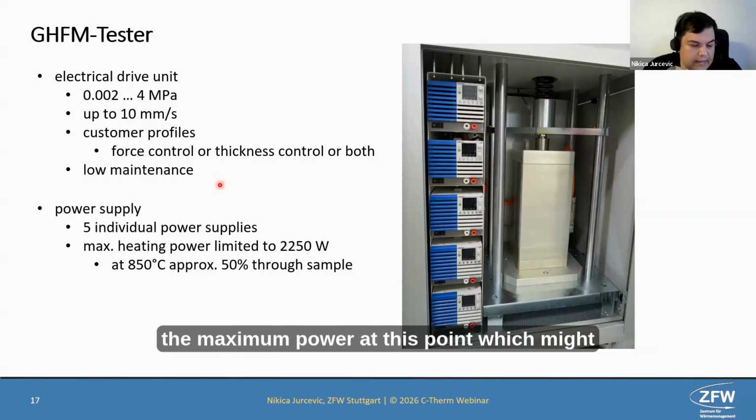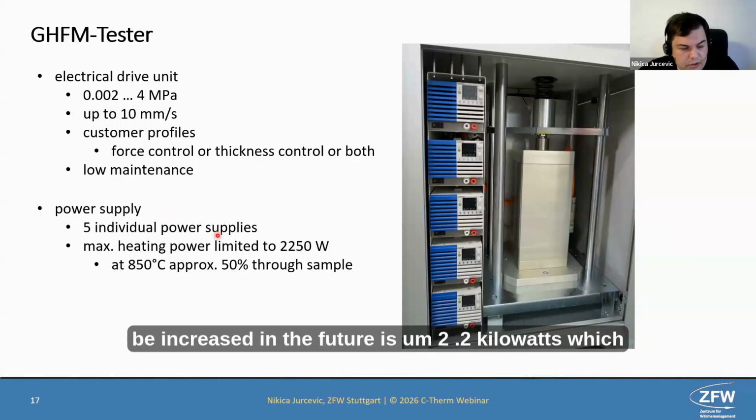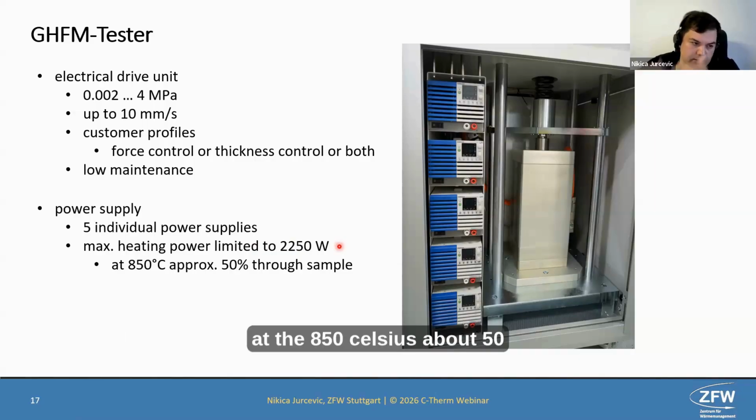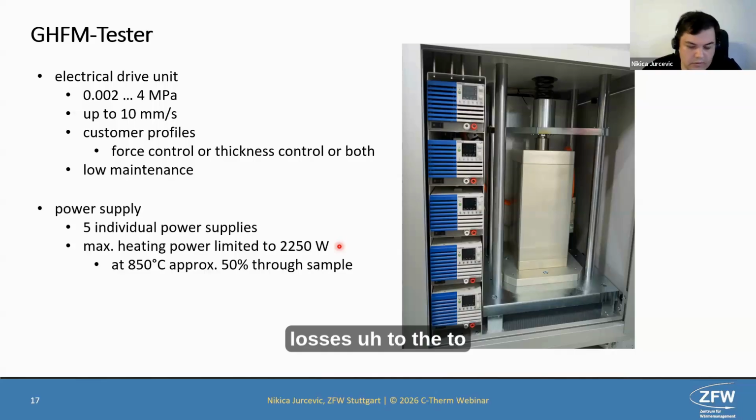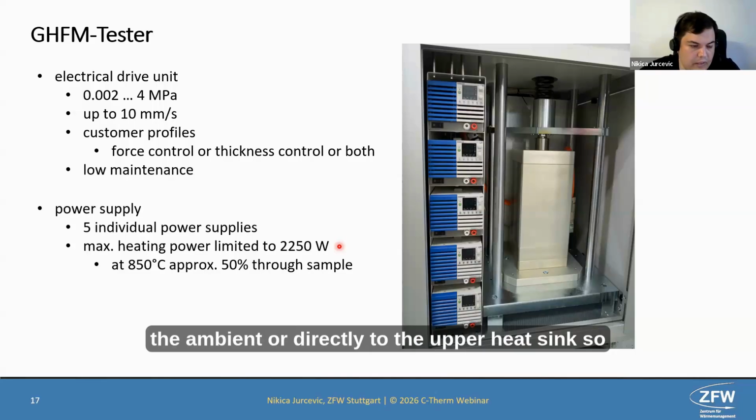supplies. And the maximum power at this point, which might be increased in the future, is 2.2 kilowatts, which at 850 Celsius, about 50% can go through the sample. The other 50% are basically losses to the ambient or directly to the upper heatsink.